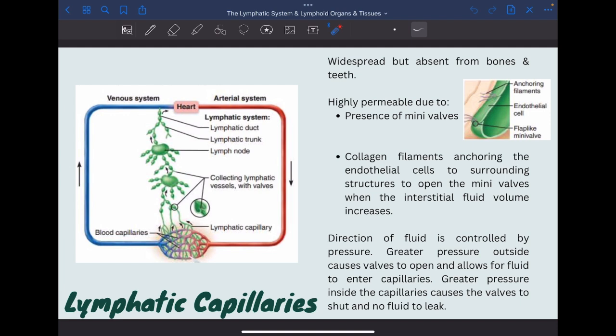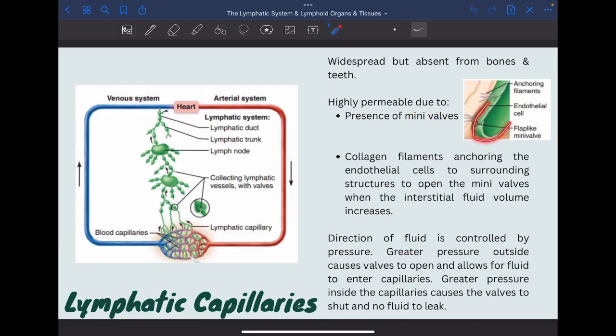Now, what gives it the property that it is able to pick up the interstitial fluid? What allows it to do that? It's mainly the way that the endothelial cells, the cells that form its wall, are presented. These endothelial cells aren't tightly joined to one another. Instead, they're just overlapping. You can see here in the picture, they're overlapping over one another. They're not tightly joined to one another. So this forms mini valves.